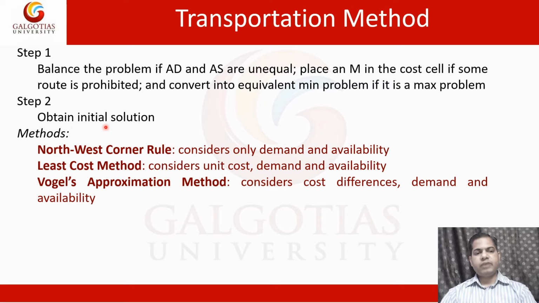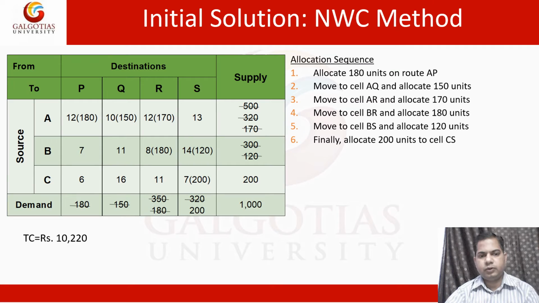The second step says that we have to find the initial solution, which I have discussed, the initial basic feasible solution. The methods are the northwest corner method, second the least cost method, and third the Vogel's approximation method. Vogel's approximation method is known as the best method among the three, because this method gives me the minimum least cost out of these three methods. Now the first method is the northwest corner method.